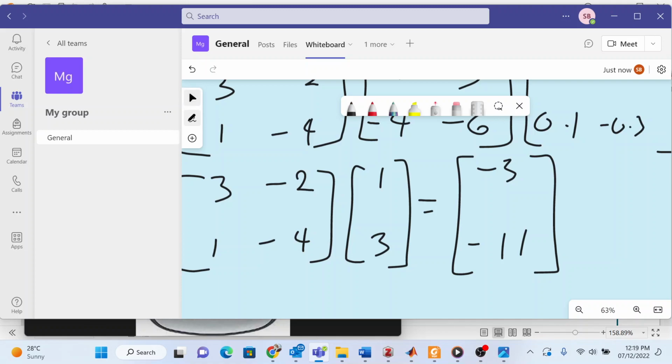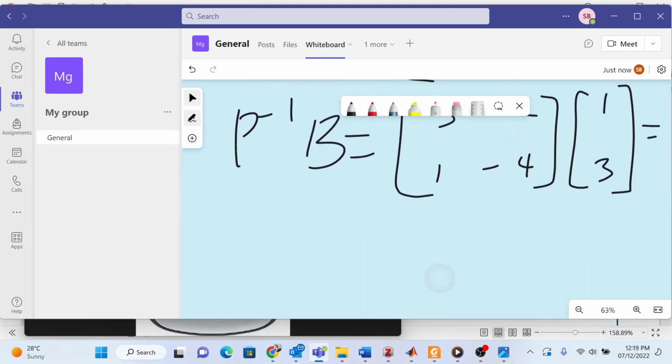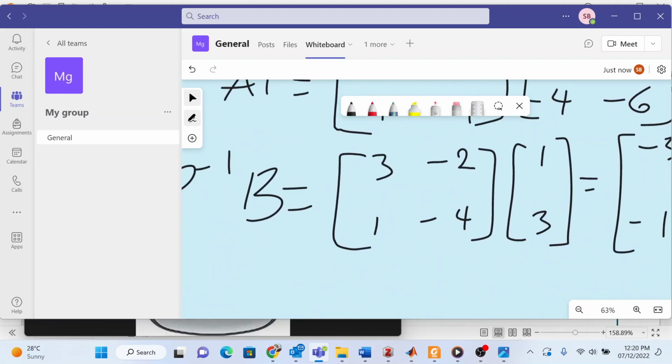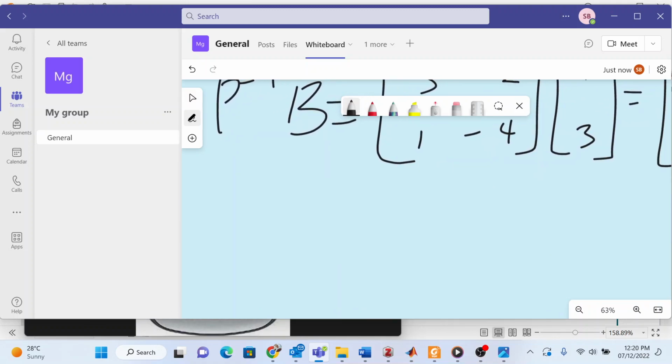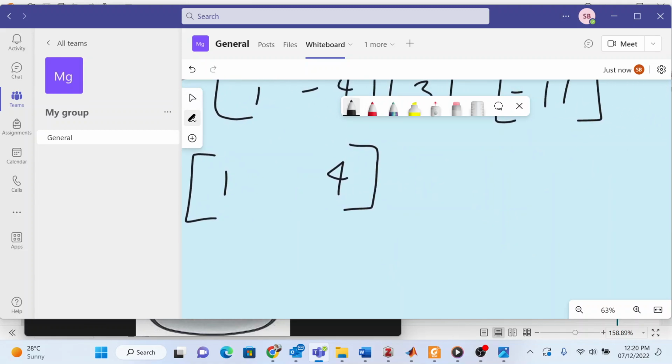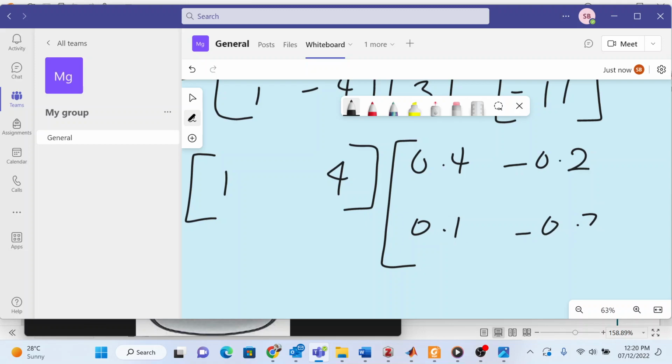Also, the third thing we need to get is the CP. Look at this very well. For the output, you also need to get CP. So what is CP? What is our C? We know our C from the question, 1 and 4. Then the P, of course, is the one we got earlier: 0.4, minus 0.2, then 0.1, minus 0.3.